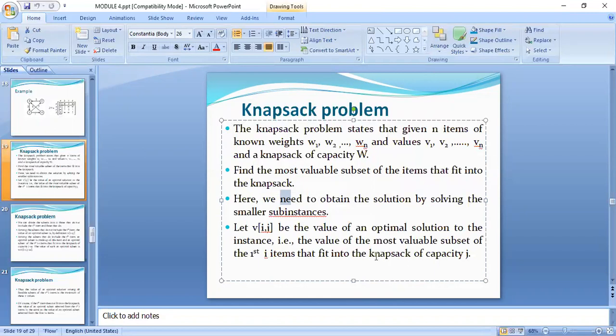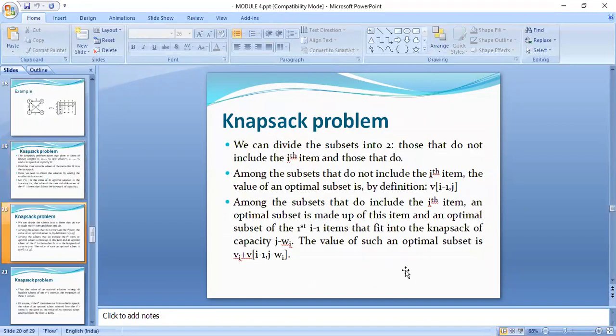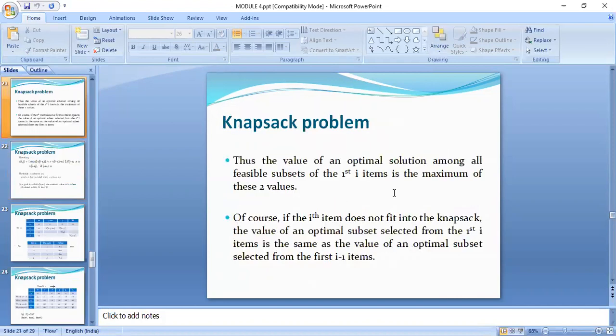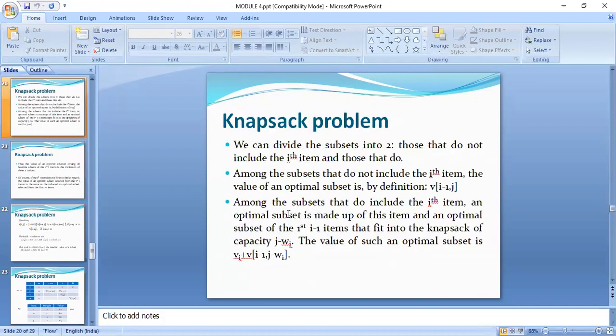Here, when you consider the instance, you will be taking the items into the knapsack and finding whether each will fit into the knapsack or not. Since it is to be the most valuable one, we will be dividing the subsets into two. How will we divide? For each one, we need to find out its value. To find the value of any particular item, V of i comma j, we have two options. One is whether the item is included in the subset or not.